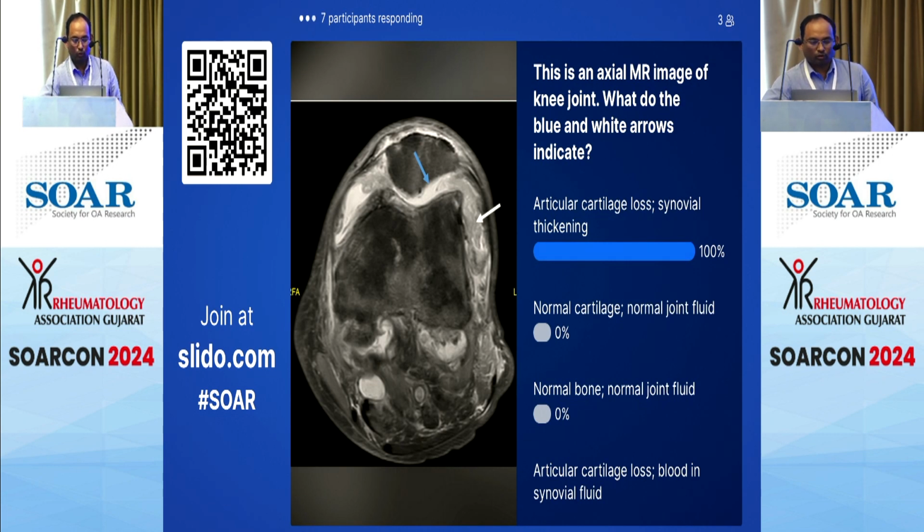So what are this blue and the white arrow indicating? Here there should have been a normal, uniform cartilage, but there is complete cartilage loss. What you are seeing is the patellofemoral recess. This side there is clear fluid, but along with that there is synovial thickening. So there is synovitis also happening in this joint. There is uniform joint space reduction and synovitis, along with some osteophytes as well.